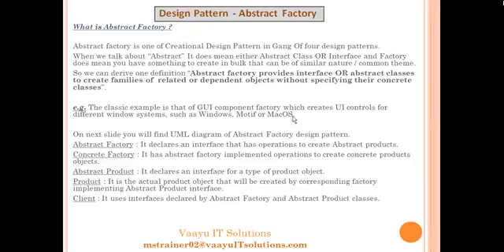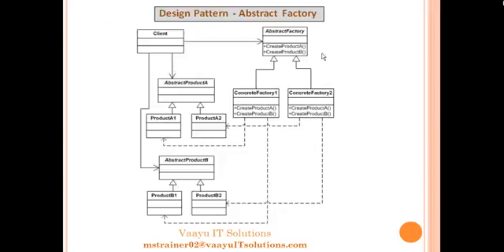So where do you use this abstract factory? It is, we can say, a GUI component factory, which creates UI controls for different windowing systems such as Windows, Motif or macOS. In this lecture I will explain where we are using the abstract factory in the .NET framework. Okay, so let us move to the next slide. That is a UML diagram of the abstract factory.